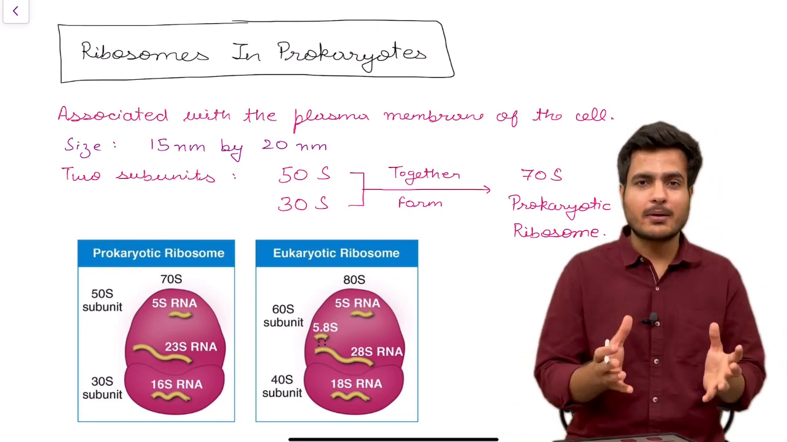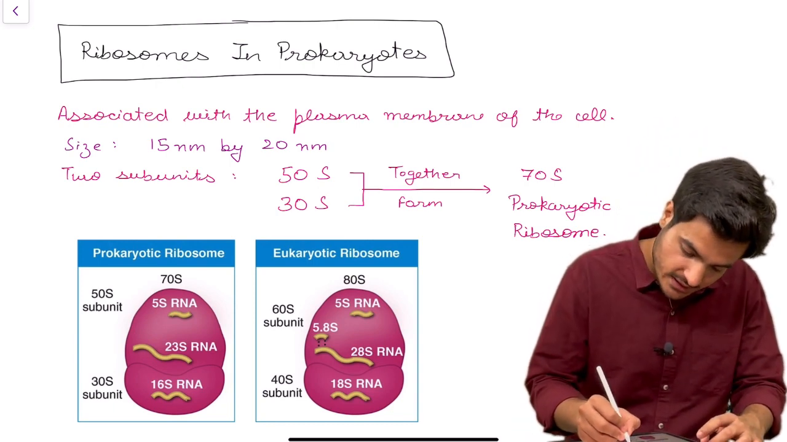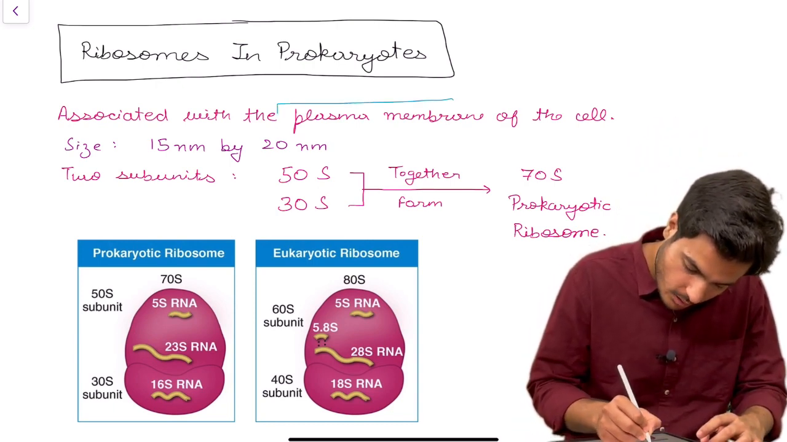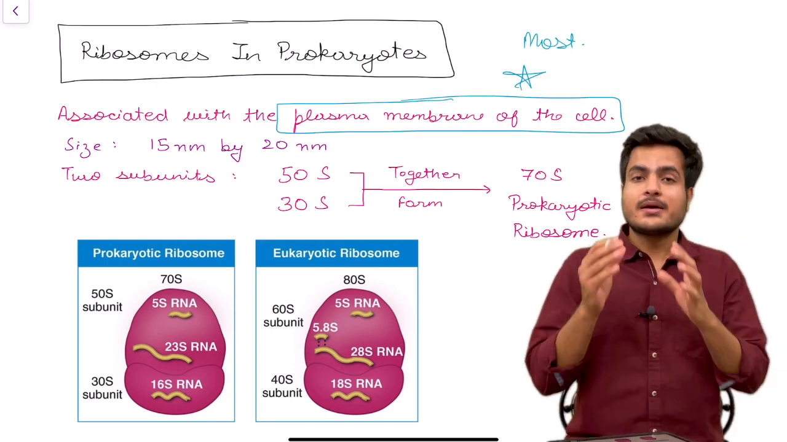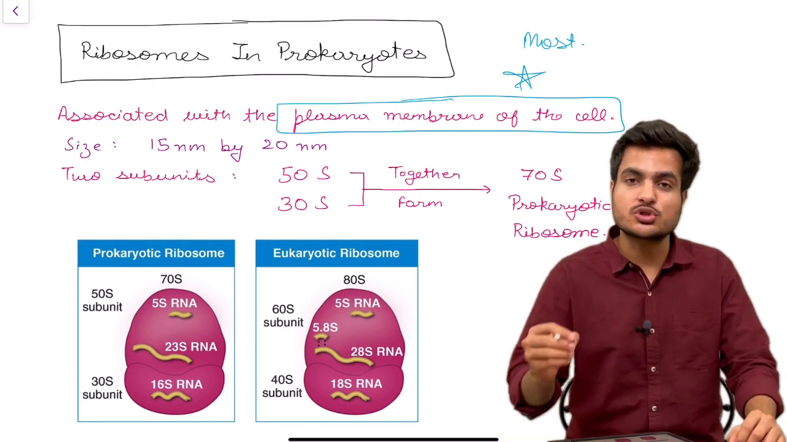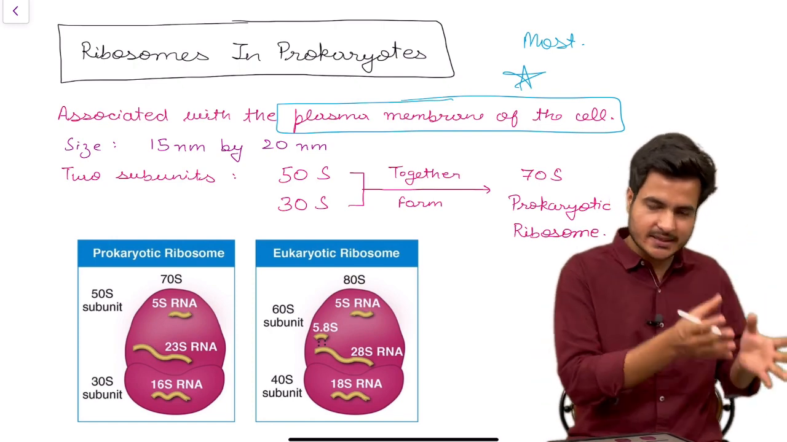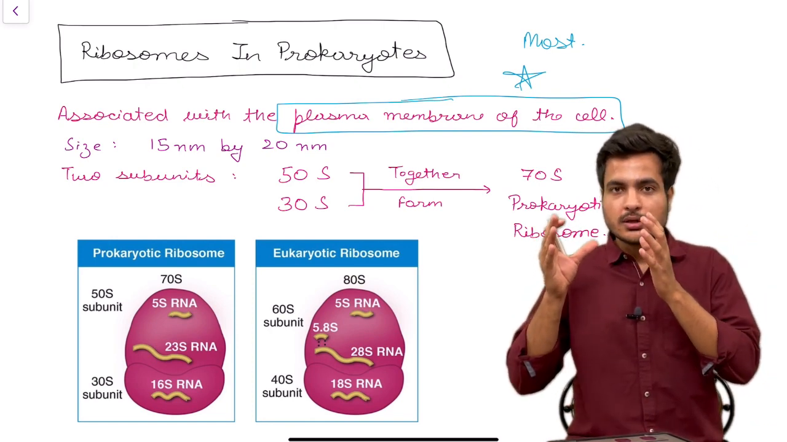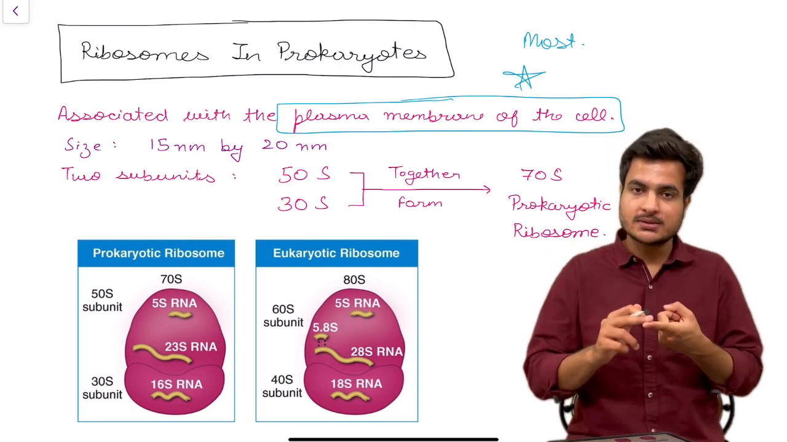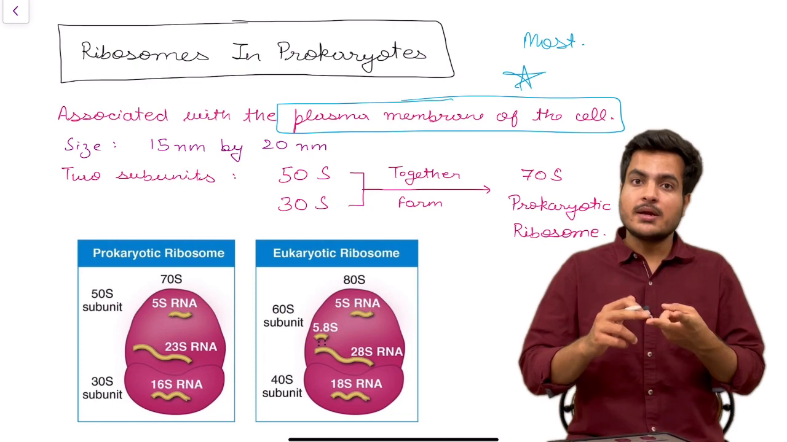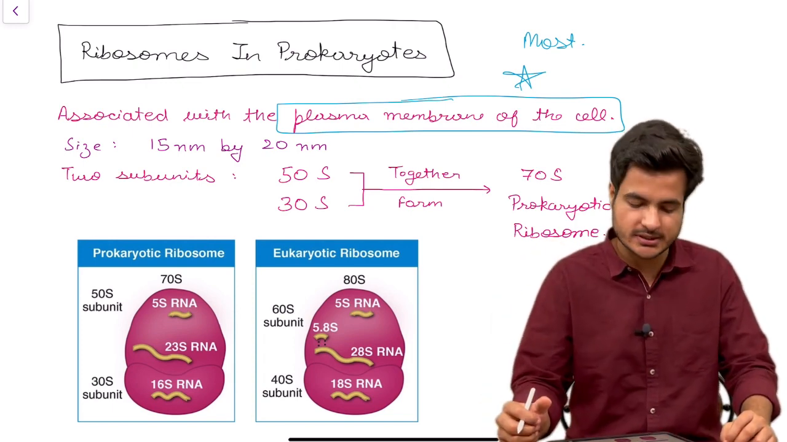Ribosome, being a non-membrane bound organelle, is present in both prokaryotes and eukaryotes. Now it is associated with the plasma membrane of the cell. This is the most important point: ribosomes in prokaryotes are associated with the plasma membrane of the cell, whereas in eukaryotes they are either present in the cytoplasm or attached to other organelles. For example, they are present inside chloroplast, inside mitochondria, and on the surface of rough endoplasmic reticulum in eukaryotic cells.